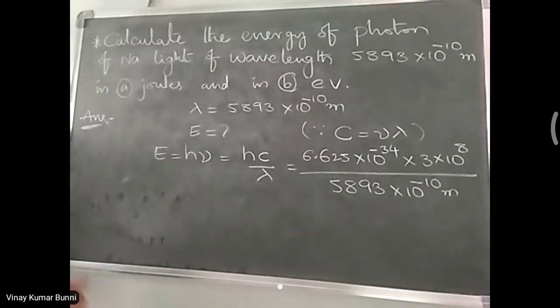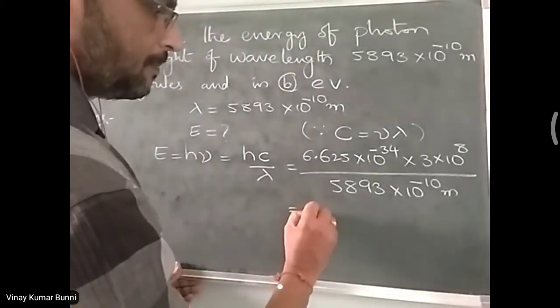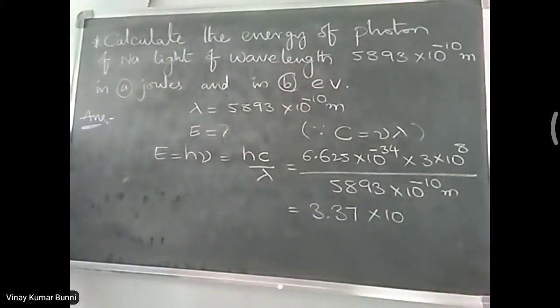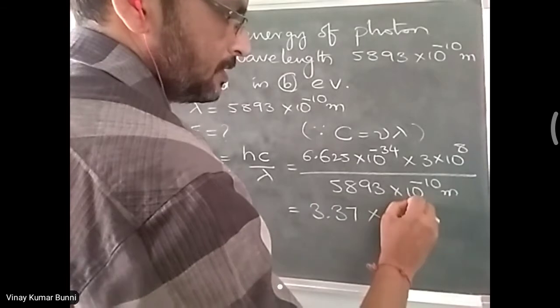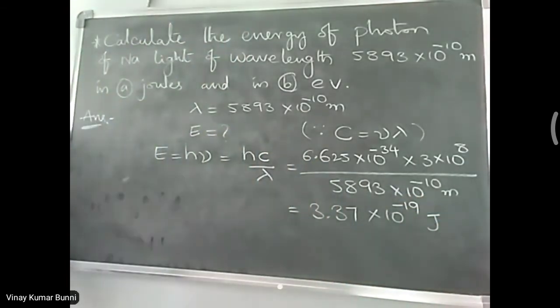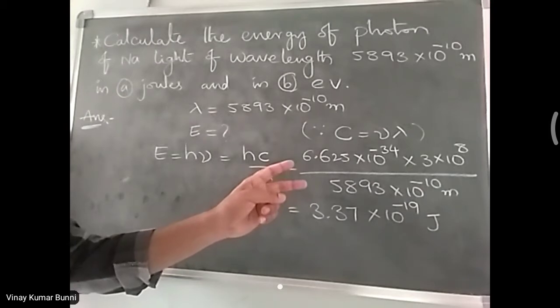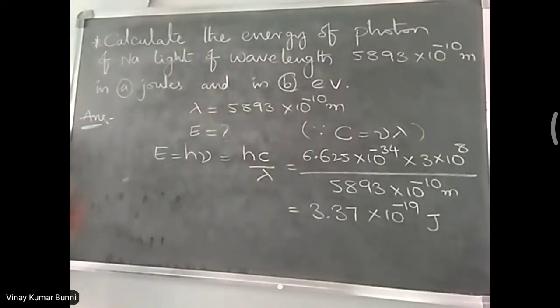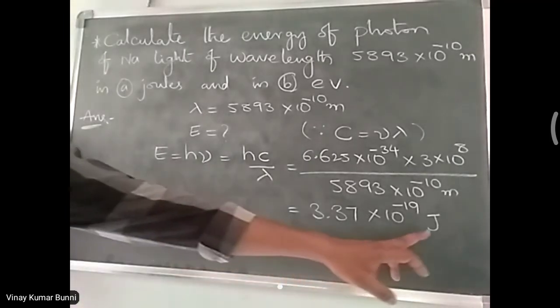that is 3.37 into 10 power minus 19. Without wasting much time, I already calculated. You can practice this calculation: 6.625 into 10 power minus 34 into 3 into 10 power 8 by 5893 into 10 power minus 10 meters. So it came out in joules.